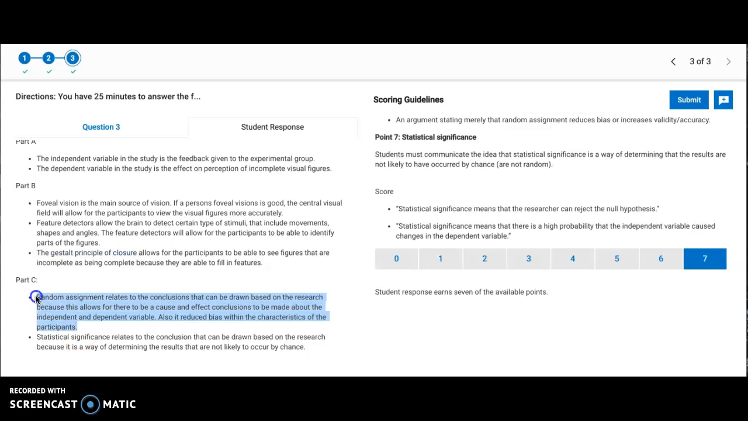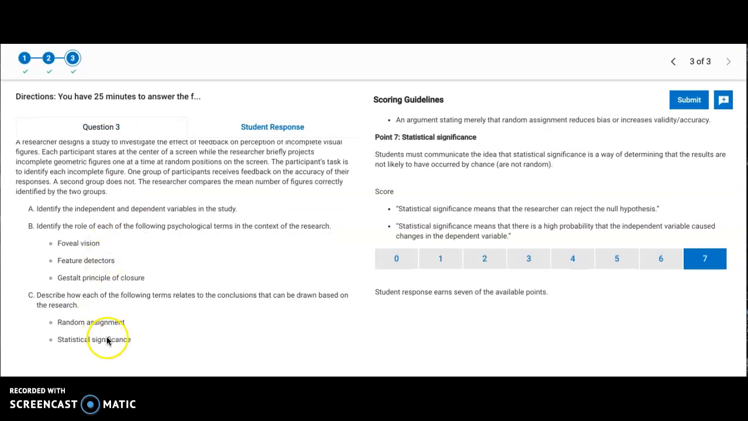Okay, she said random assignment relates to the conclusions that can be drawn based on the research because this allows for there to be cause and effect conclusions to be made about the independent and dependent variable. Also, it reduced bias within the characteristics of the participants. Okay, so she mentioned both. Just one would have been fine. And this response is good because it shows you both of the impacts of random assignment in an experiment.